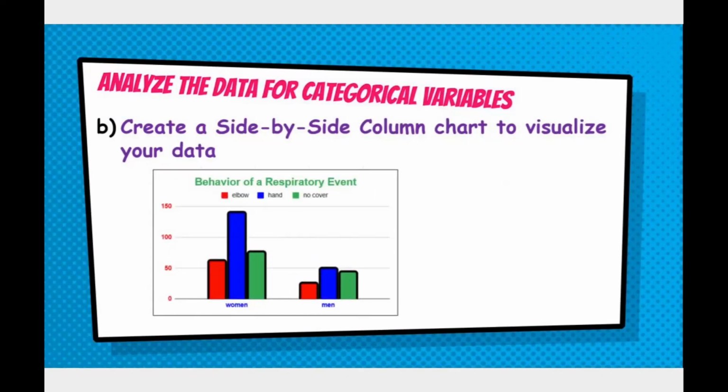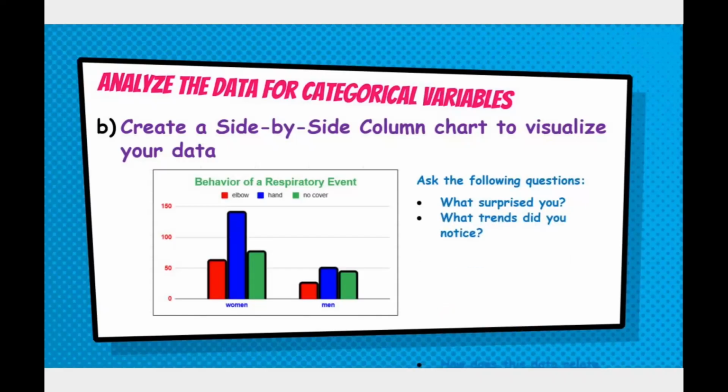We also talked about how to create a side-by-side column chart to visualize your data. So we're going to use Google Sheets to do this. And you might want to consider asking the following questions. What surprised you about this data after we put this all together and we create a side-by-side chart? We have the women on the left, the men on the right, and their respiratory events in red, blue, and green. How they chose to cover up their sneeze or not cover it up.